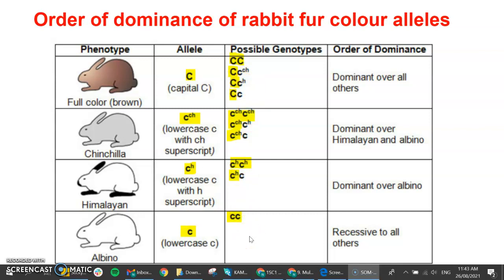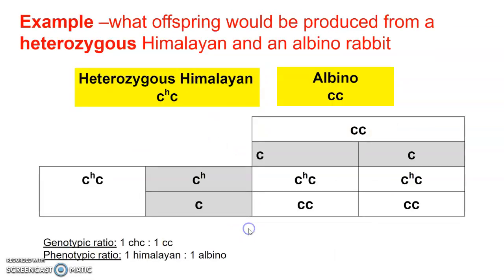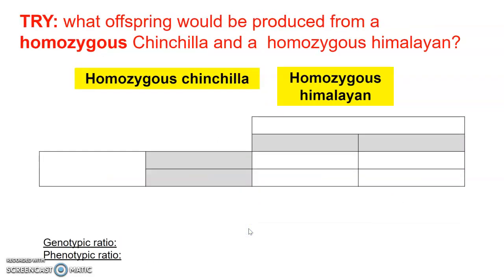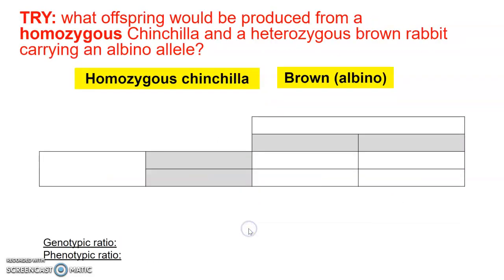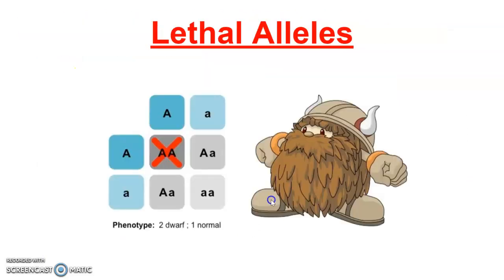And then finally, albino. The only way to inherit the albino phenotype is to have been provided 2 copies of that albino allele and nothing else present in the genotype that could possibly dominate the phenotype. Okay, that's pretty much it for multiple alleles.